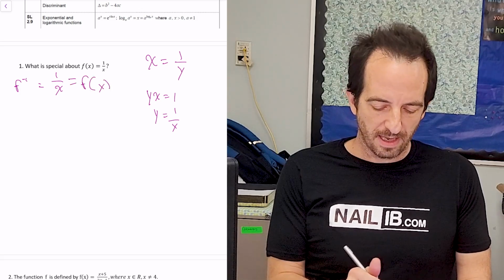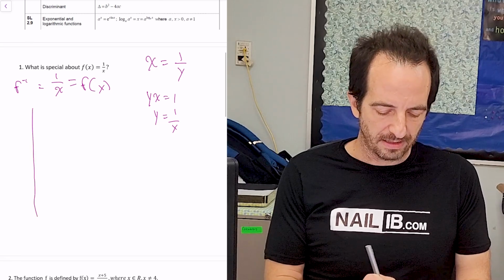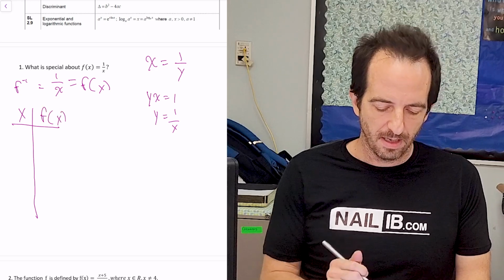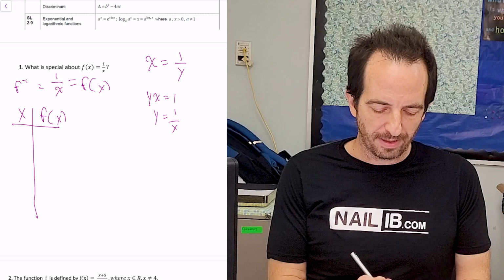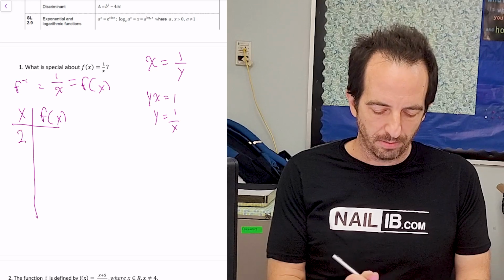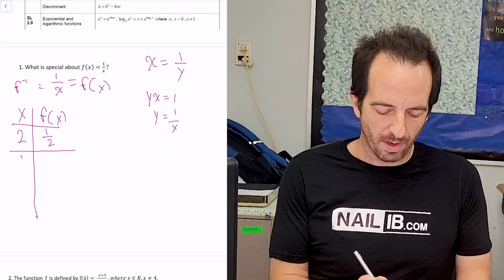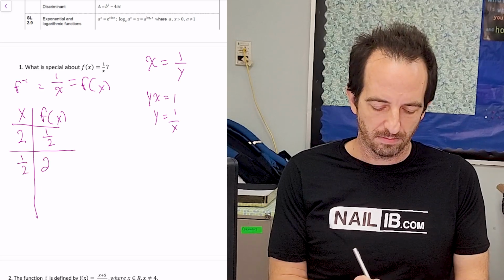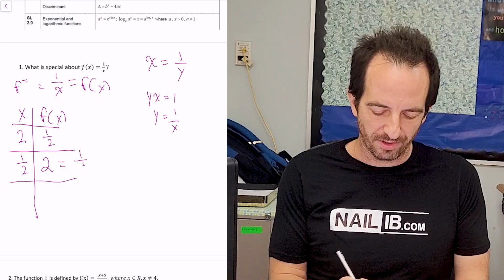So what does that mean? That means if we were to look at some values, let's take a look. Let's say this is x and this is f of x. What happens if I plug in, let's say, 2? I would get back 1 over 2. And if I plug in 1 over 2 to my function, I end up getting back 2, right? This is coming from 1 over 1 over 2.